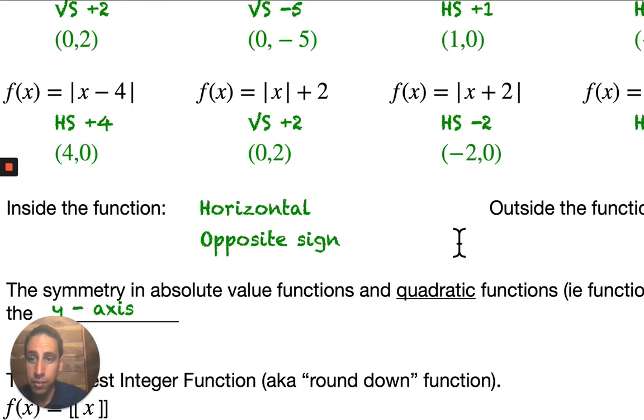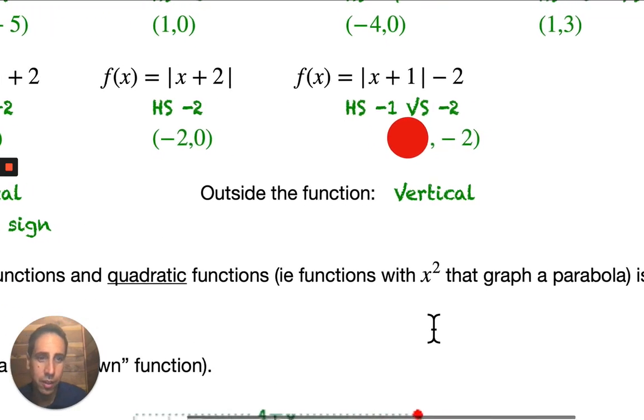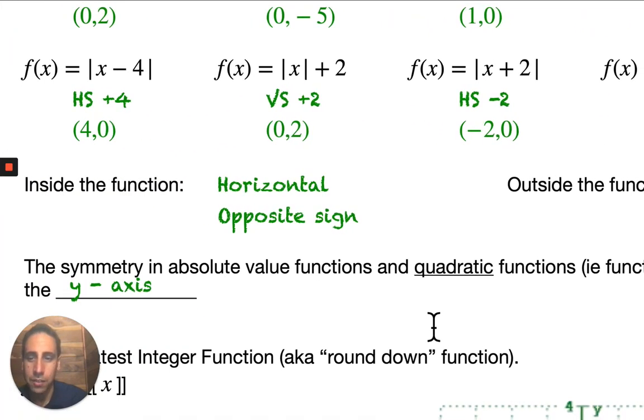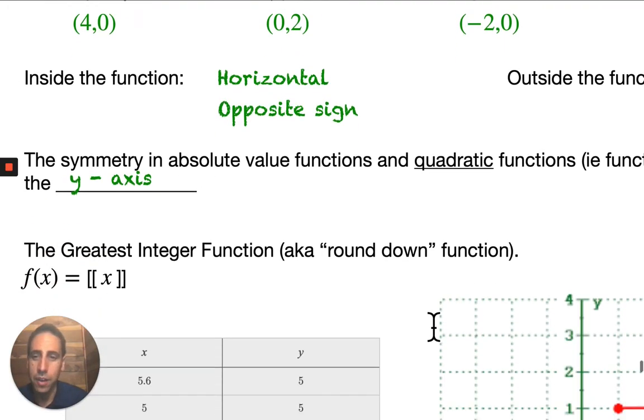So the symmetry in the absolute value functions and the quadratic functions, like functions with x squared, the graph of a parabola, is through the y-axis. At least the original version, y equals x squared and y equals absolute value of x.